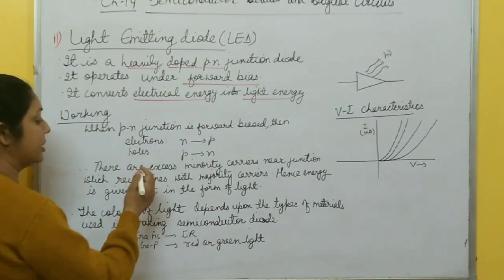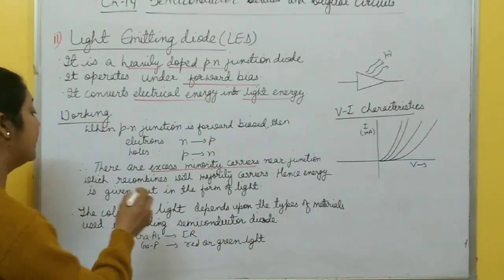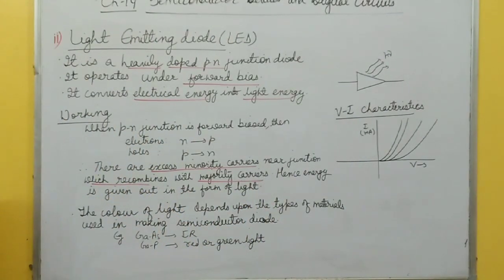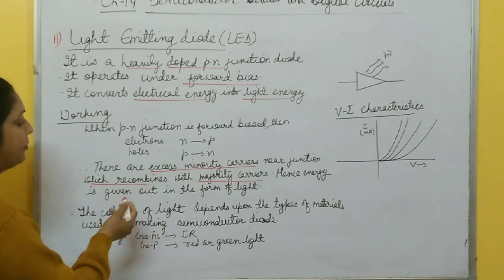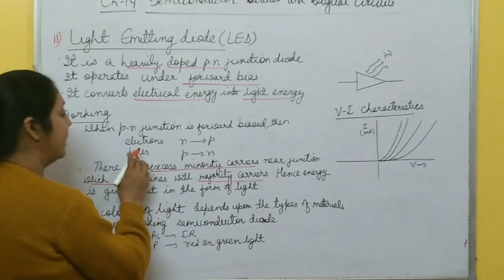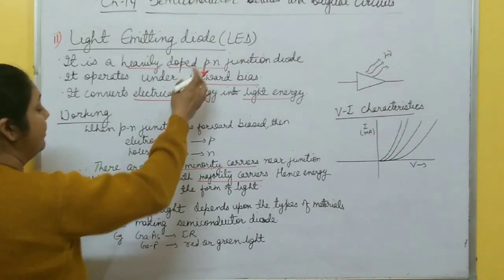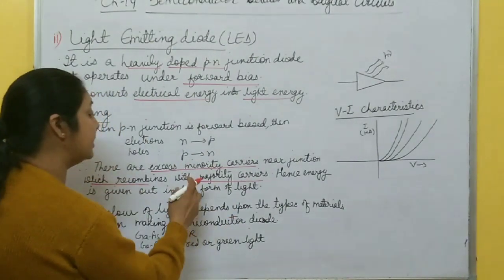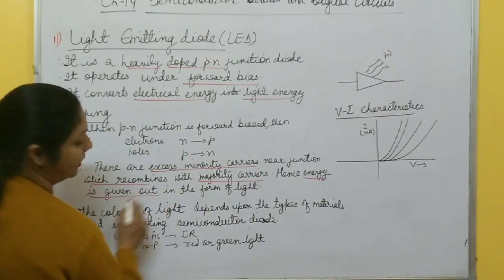Now near the junction, there is an excess of minority carriers which recombine with the majority carriers, and light energy is given out in the form of heat. So you must remember these one or two key points. Due to forward biasing, electrons move from N to P side and holes move from P to N side, and because it is heavily doped, there are excess minority carriers near the junction which recombine with these majority carriers and light energy is given out, right?